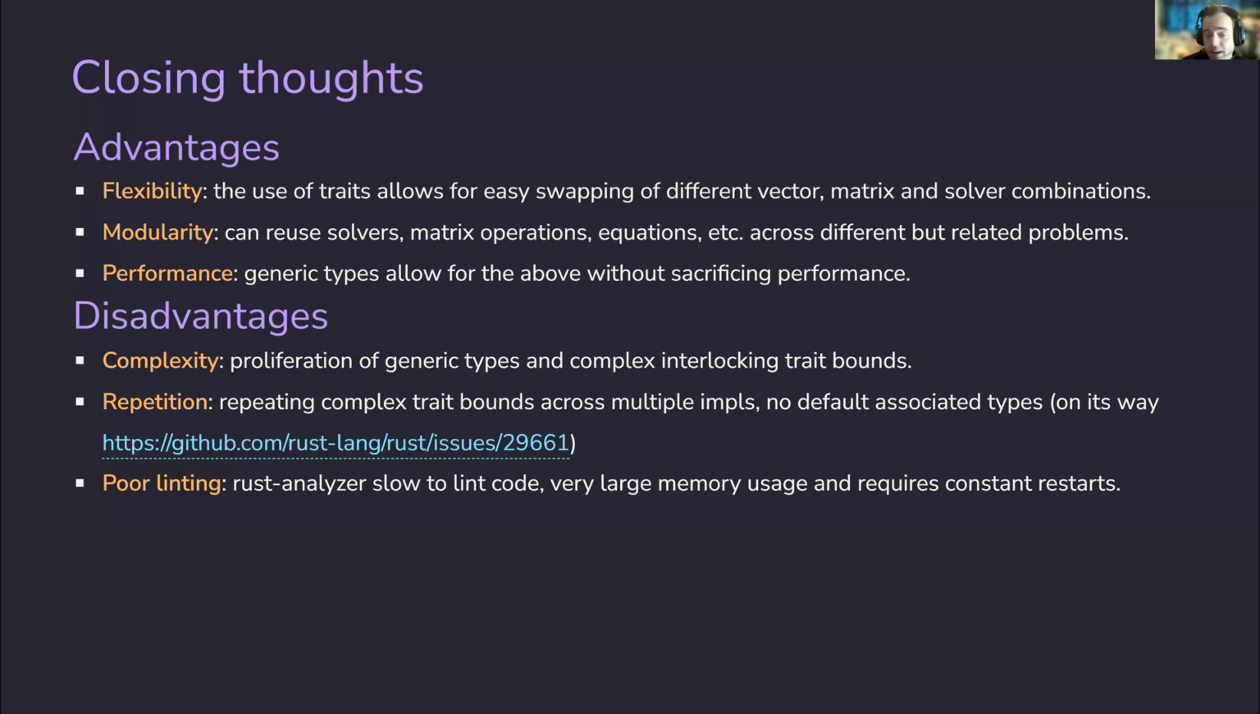And also linting. Rust Analyzer struggles a lot to parse all the types and the trait bounds, and it usually takes quite a bit of memory, and I have to constantly restart it. So that's something I struggle with a bit as well. But overall, really happy with the architecture of Diffsol. So really happy to talk about it with anyone who's interested. So just hit me up in the discussions section. I'm more than happy to keep talking about it in more depth.